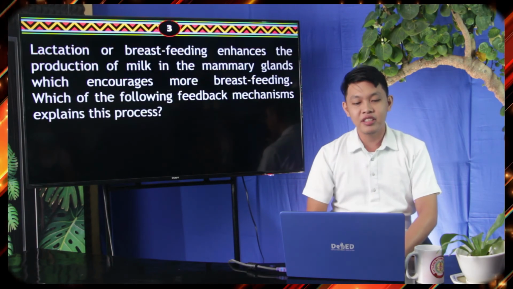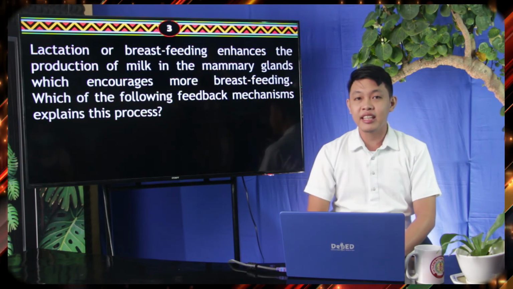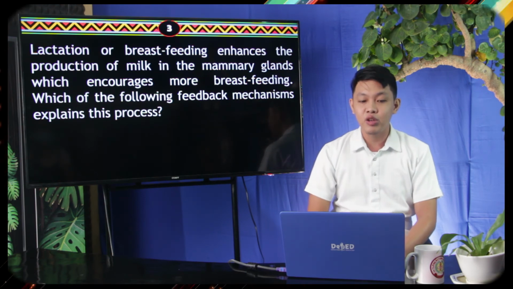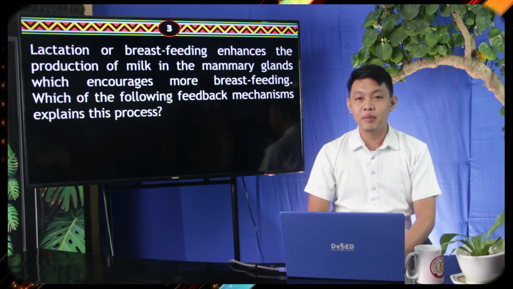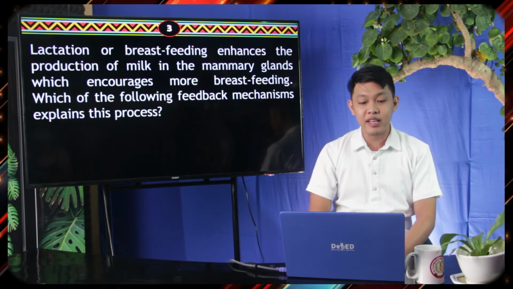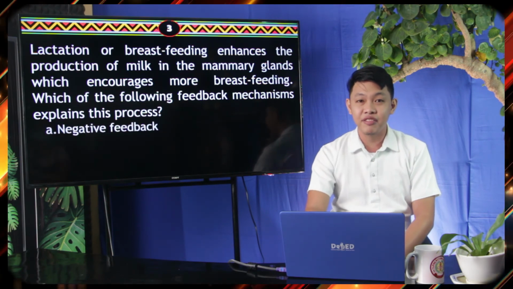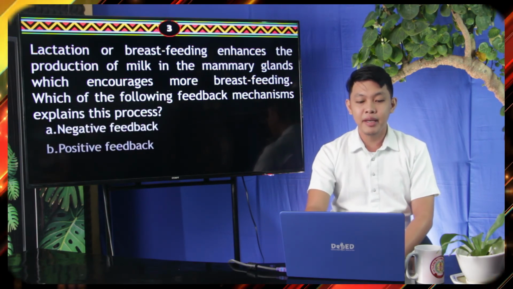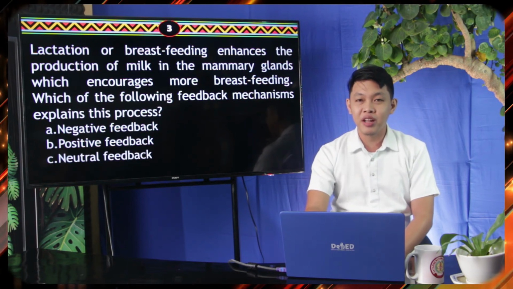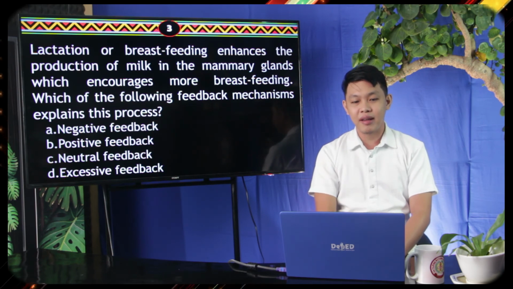Next, number 3. Lactation or breastfeeding enhances the production of milk in the mammary glands, which encourages more breastfeeding. Which of the following feedback mechanisms explains this process? A, negative feedback. B, positive feedback. C, neutral feedback. Or letter D, excessive feedback.